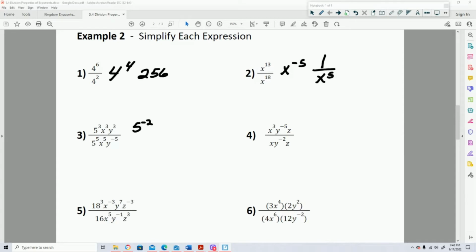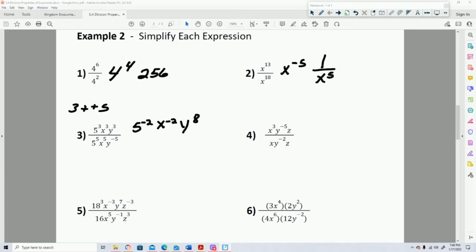I've got 3 minus 5 on the x. That is x to the negative 2. And then I've got 3 minus negative 5. Let's look at that a little closer. If I've got 3 minus negative 5, what happens when you've got two negatives together? It becomes plus. You keep it, change it, change it. That is 3 plus 5, which is y to the 8th. Okay, you've got to watch your signs when you're subtracting.